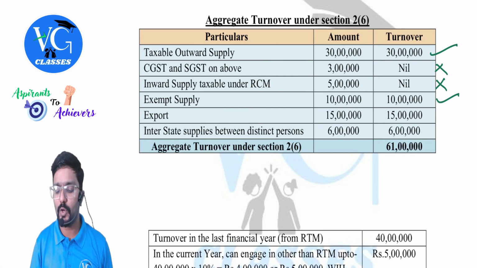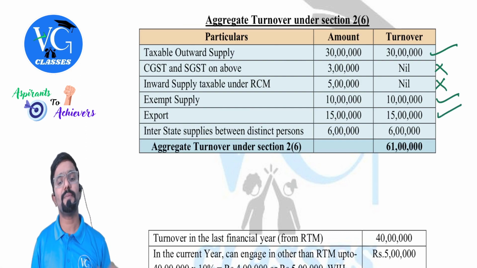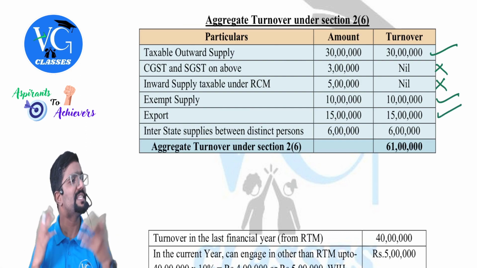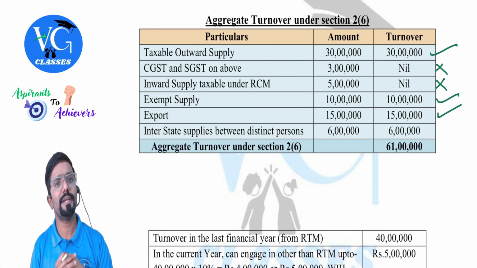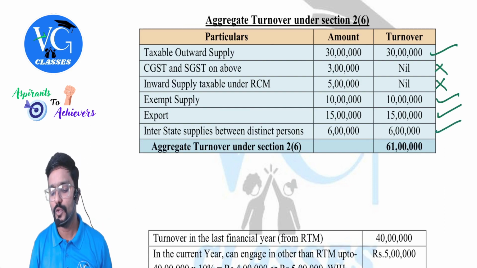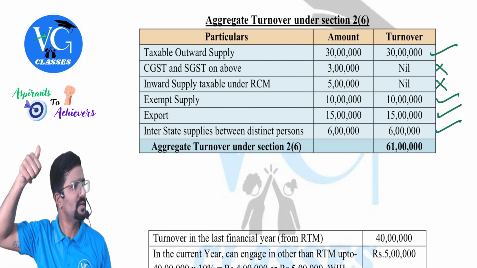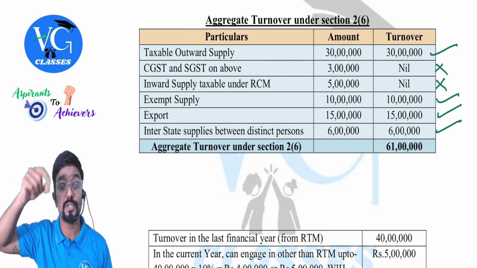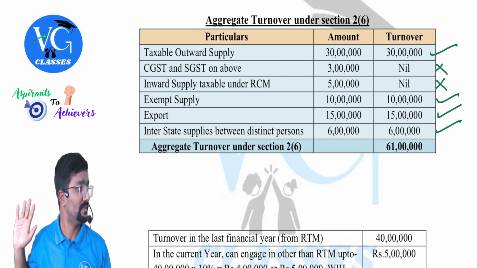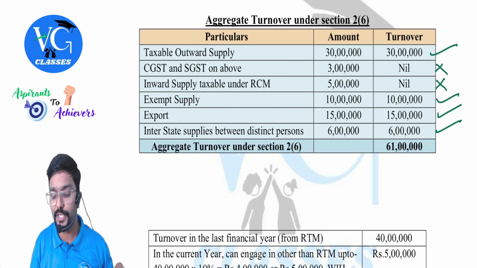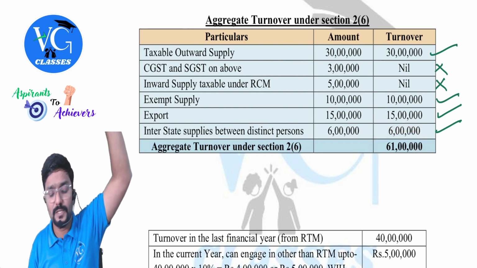Is it a part of my aggregate turnover? Yes. Interstate supplies between distinct persons, that is, who are registered separately. Is it a part of aggregate turnover? Yes, 6 lakh. So what is aggregate turnover as per section 2 clause 6? 61 lakh as per my example. Did you get it? Understood? You can get a question on this, only on aggregate turnover calculation. Clear? Assuming this is my last year turnover.